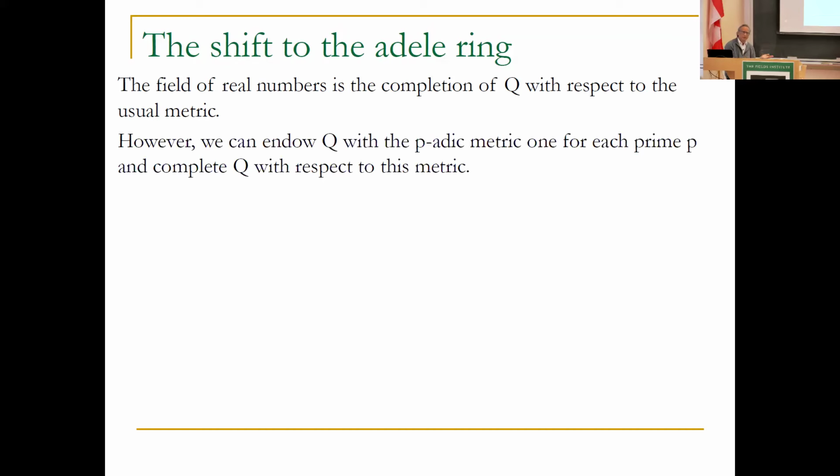Well, we all know that the rational numbers have the usual metric of absolute value, but there are all these p-adic metrics that we usually don't teach our undergraduate students, but probably we should. So you have a p-adic metric, one for each prime p, and this gives rise to the field of p-adic numbers, which are just as valid as the real numbers and complex numbers.